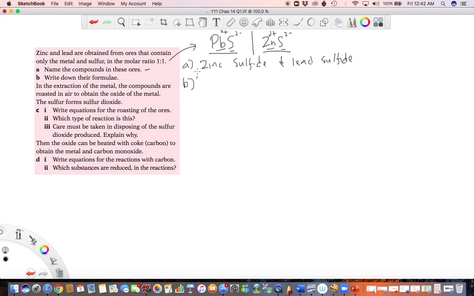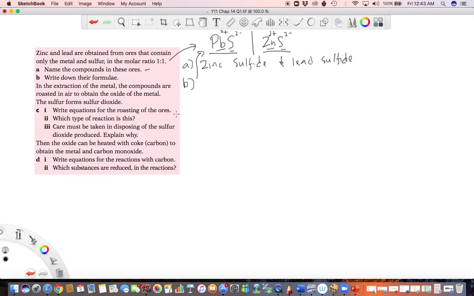B, I've already done it here. In the extraction of the metal, the compounds are roasted in the air to obtain the oxide of the metal. Sulfur forms sulfur dioxide. Write the equation for the roasting of the ore. Now, these are standard questions. They will focus on what's happening during the extraction in terms of chemical reactions. So when you're studying, you have to try to remember the equations. That's how you get marks for this section.